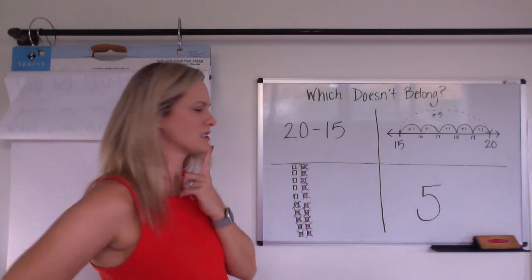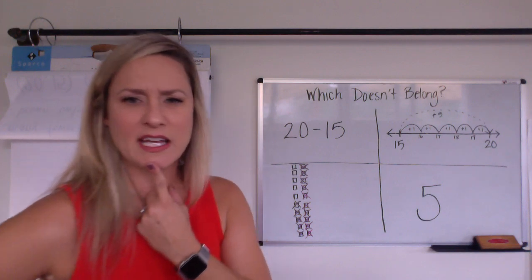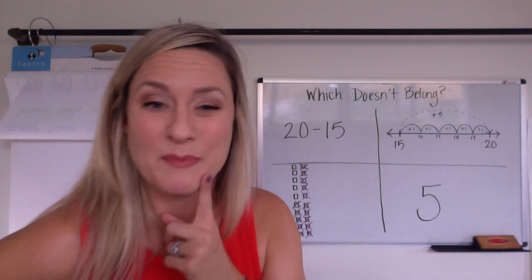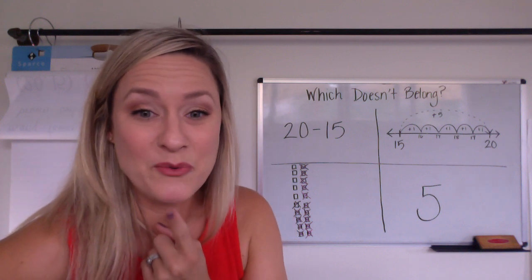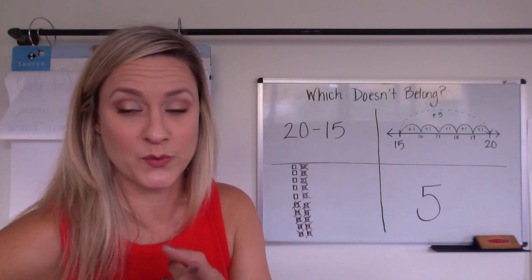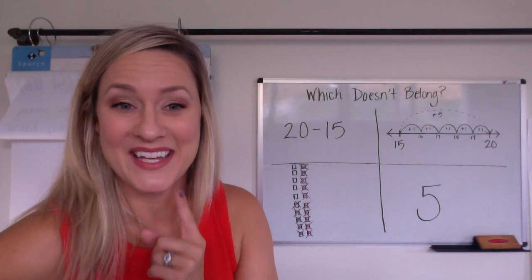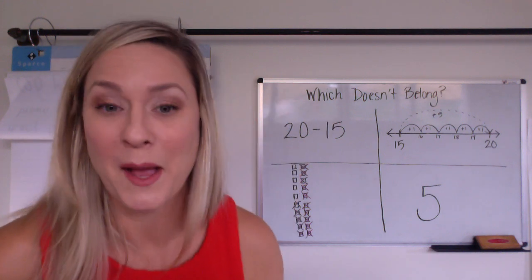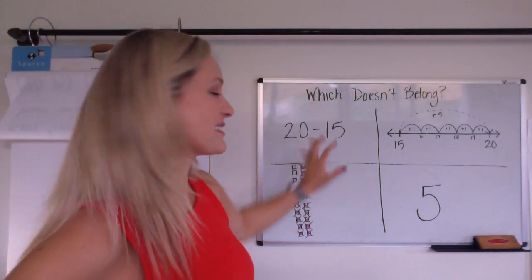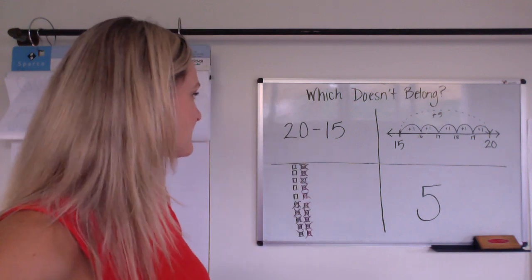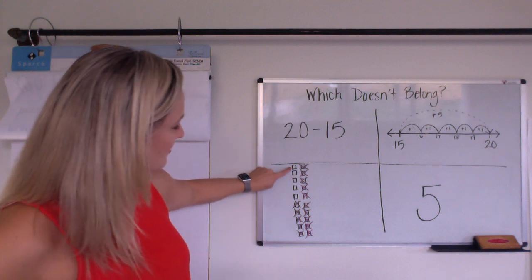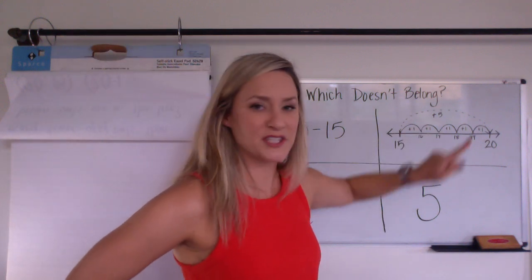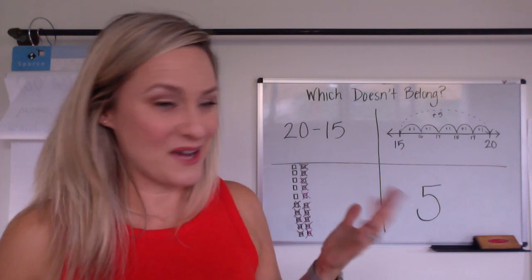Okay, let's go back over here. Maybe you said this one doesn't belong, 20 minus 15, because it's the only one that doesn't show what the answer is. So the answer to 20 minus 15 is, but it doesn't show that here. So maybe you said that one doesn't belong. This one shows a 5. 1, 2, 3, 4, 5. This one shows 5, and that one has a 5 too. So I don't know. Did you say that one?